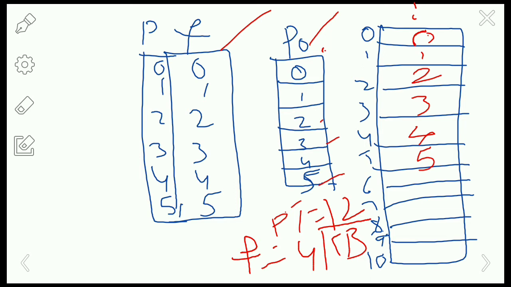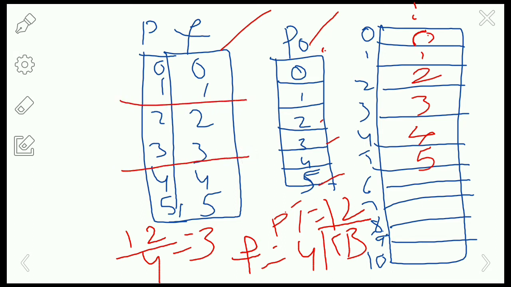Page table size divided by frame size, that is 12 by 4 KB, is 3. So we are going to divide it into 3 parts: page 0, page 1 and page 2. For this we are again going to maintain a page table here, a page table for pages 0, 1 and 2.